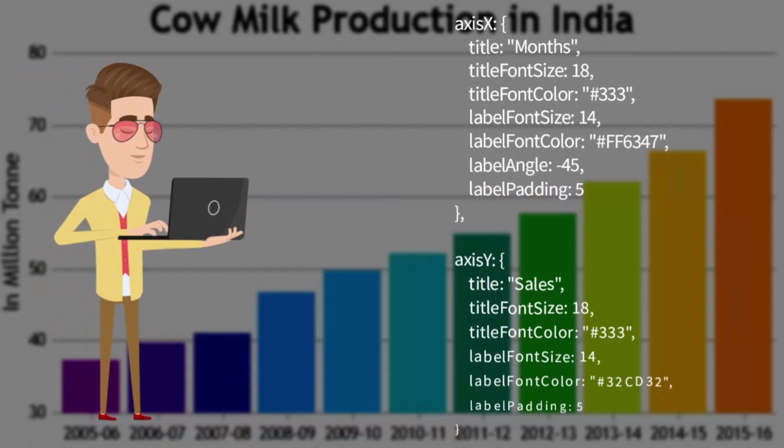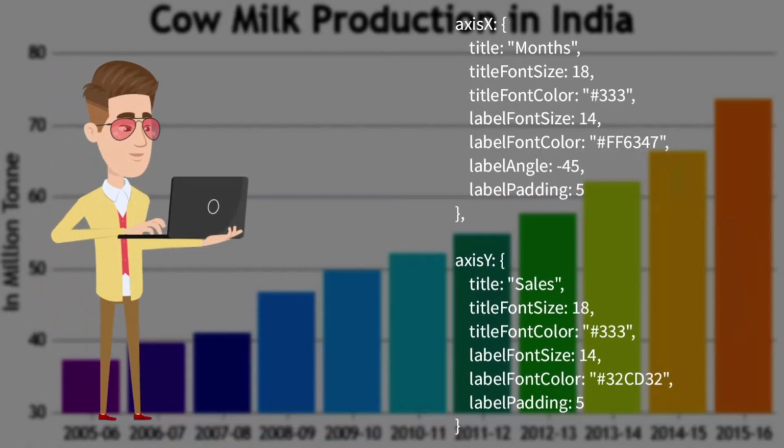Now, let's focus on the axis labels and titles. Customizing these can improve readability and make your chart look more organized. You can adjust the font size, font color, and padding to give your axis titles more emphasis. Rotate axis labels using the label angle option if the text is too long to fit. These changes help create a well-structured chart that's easier to interpret, especially with a large dataset or complex labels.